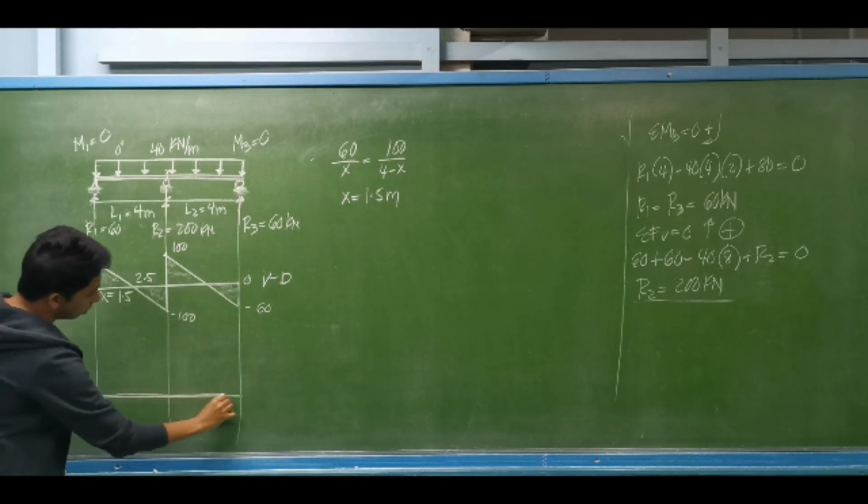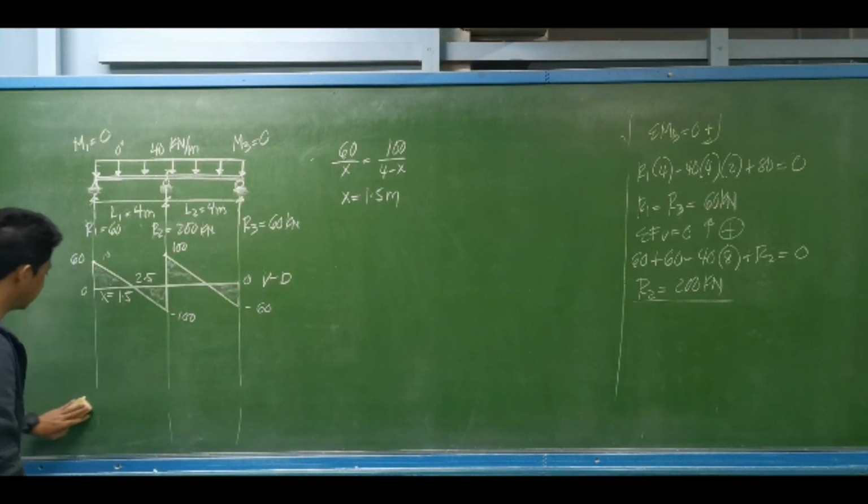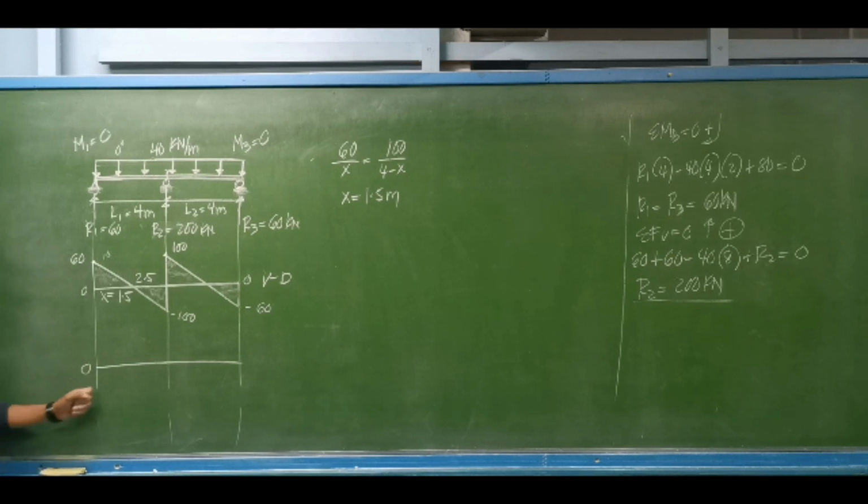Starting on the left end, obviously for a hinge support, we have a 0 moment, plus this area. What will be that area? That is 60 times 1.5 over 2, which is equal to positive 45. From positive to 0 shear, it opens downward with a magnitude of 45.